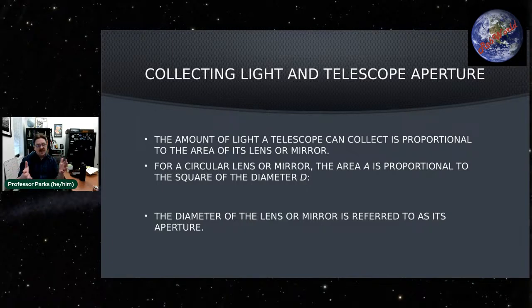And when we talk about telescopes, unless they have a proper name, we will often refer to them by their aperture size. So for example, I often refer to the telescope that we have here on campus as the 32-inch telescope. What that means is that the aperture of the telescope is 32 inches, or the diameter of the primary mirror is 32 inches.